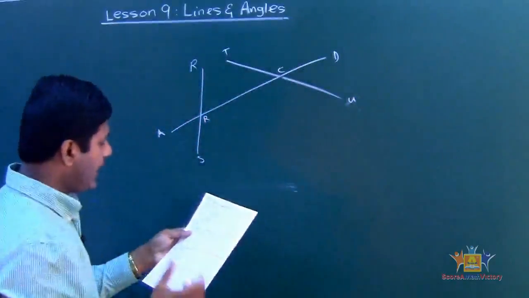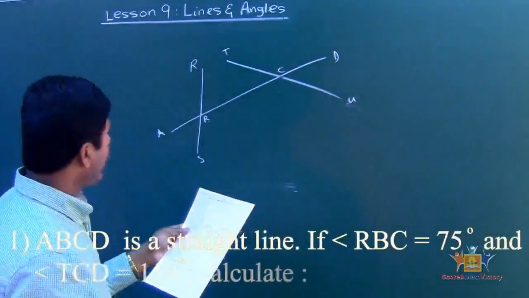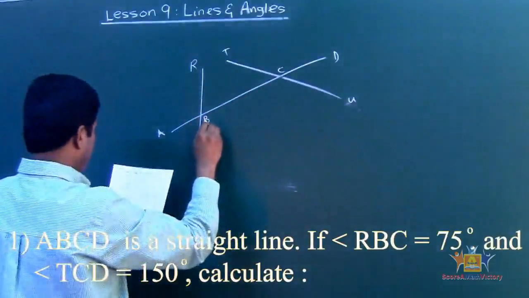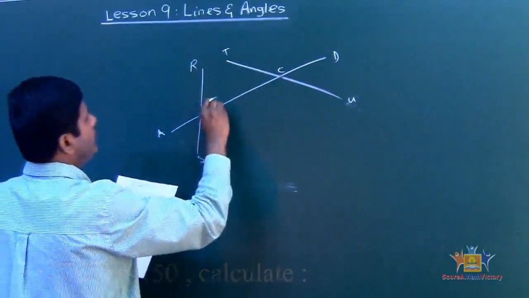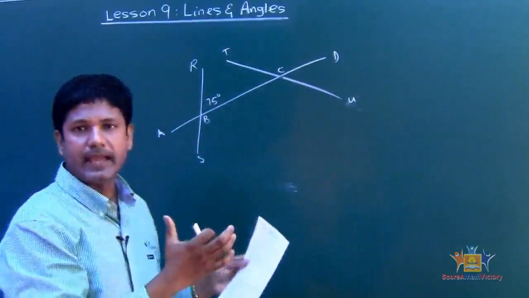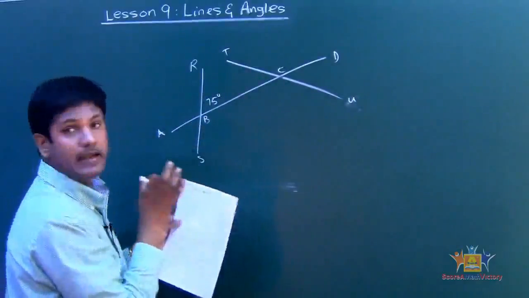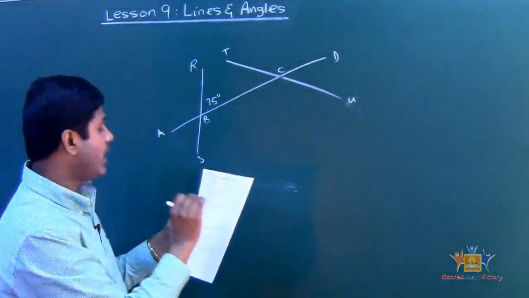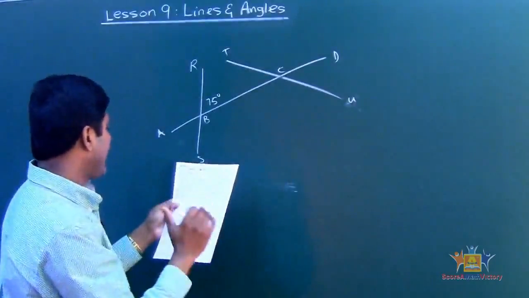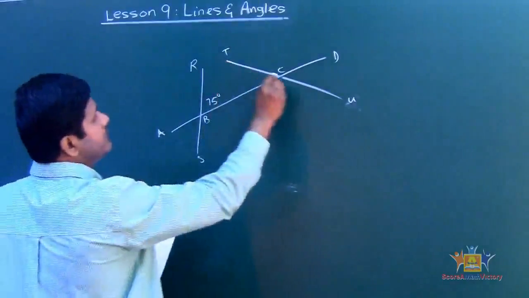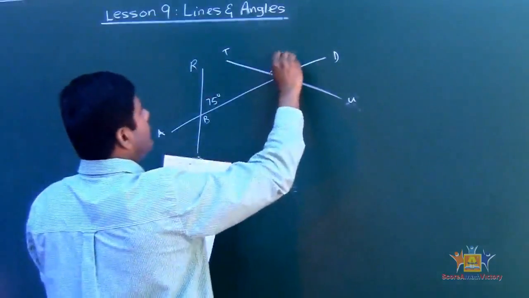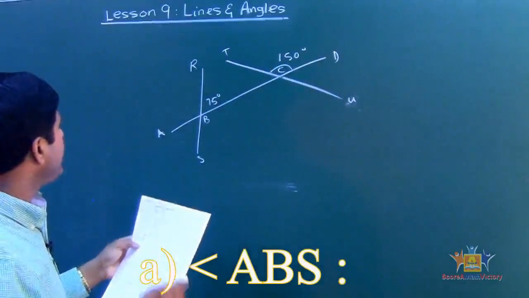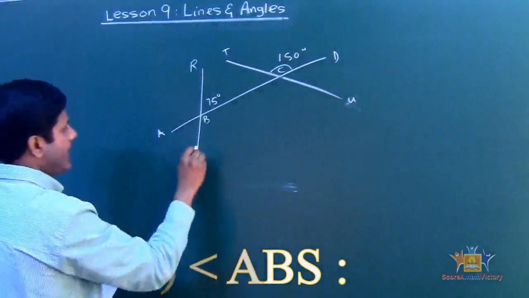So we're told ABCD is a straight line. If angle RBC is 75 degrees, when they give you something like that, write it out. They didn't put it on the diagram, but they expressed it. If angle RBC is 75 degrees and angle TCD, this one right here, is 150 degrees, calculate angle ABS. This one right here.